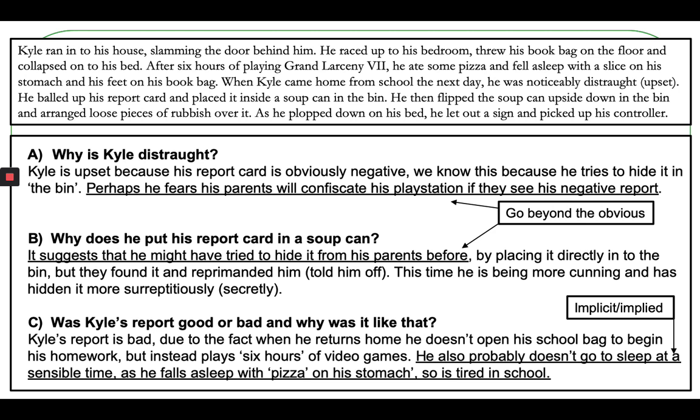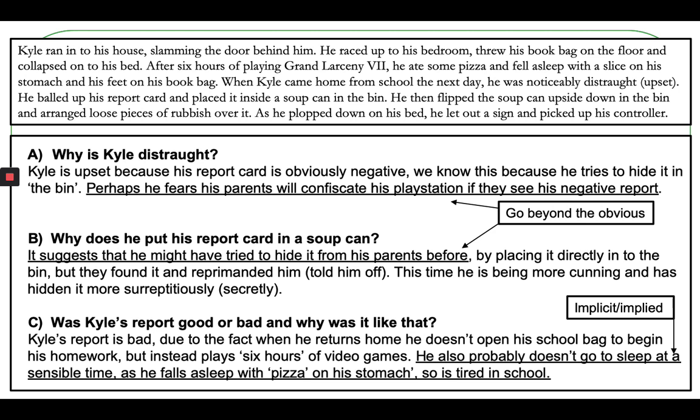Why does he put his report card in a soup can? Well, to my mind, it suggests that he might have tried to hide it from his parents before by putting it directly into the bin, but perhaps they found it. So this time, he's being more clever and cunning, and he's hiding it more surreptitiously. So again, I'm going beyond the obvious.